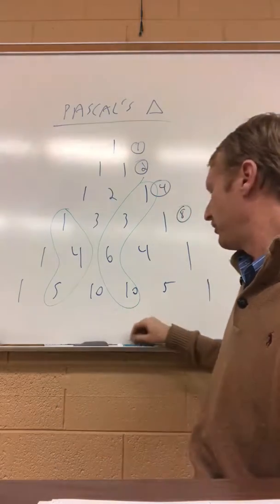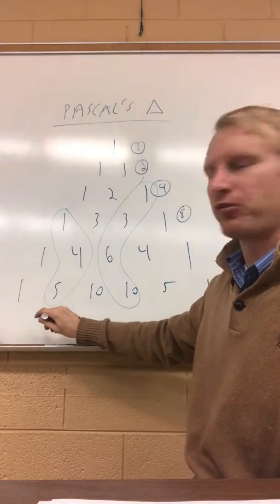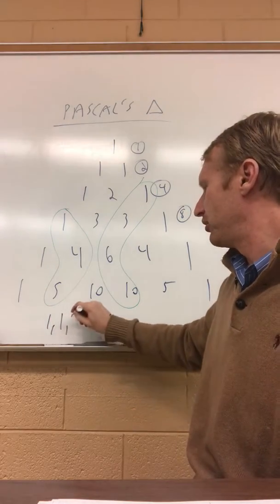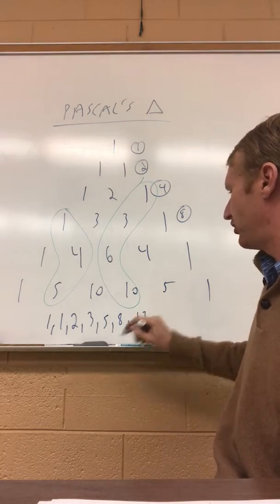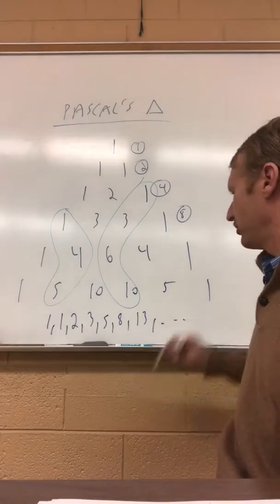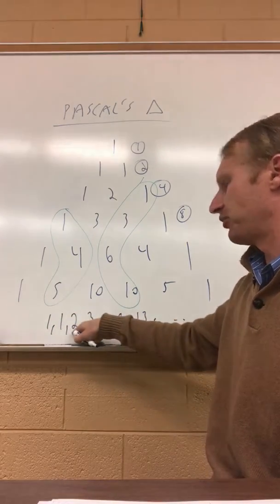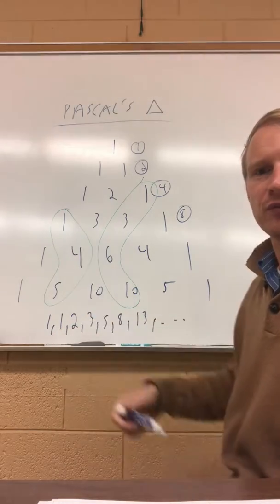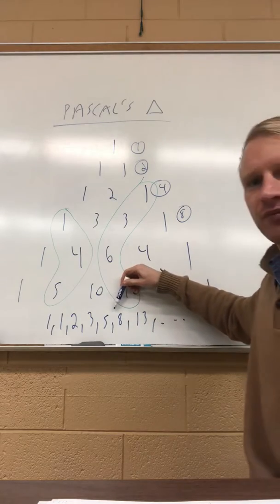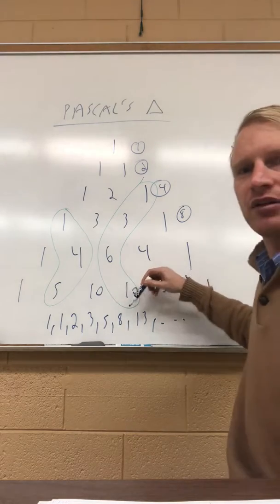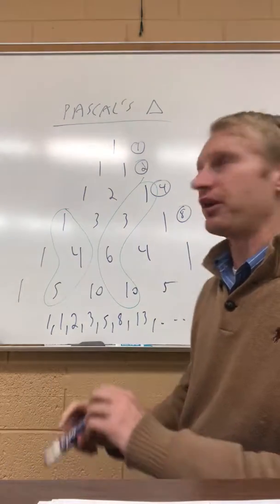If you've ever studied the Fibonacci numbers, and I'll write those down below just to refresh your memory: 1, 1, 2, 3, 5, 8, 13, and so on. These numbers start with a 1 and a 1, and then you add the two previous numbers to get the next. So 1 plus 1 is 2, 2 plus 3 is 5, 5 plus 3 is 8, 8 plus 5 is 13. The Fibonacci numbers actually appear in the triangle, and it's hard to see them, but it's pretty cool how they appear.